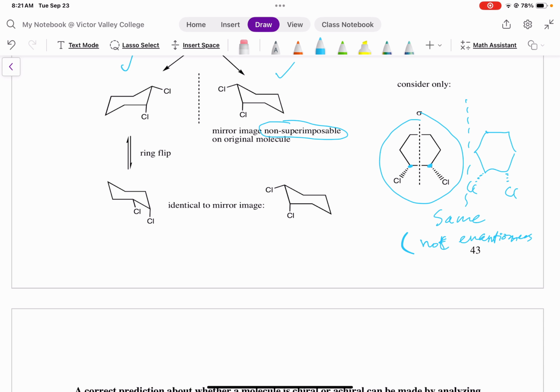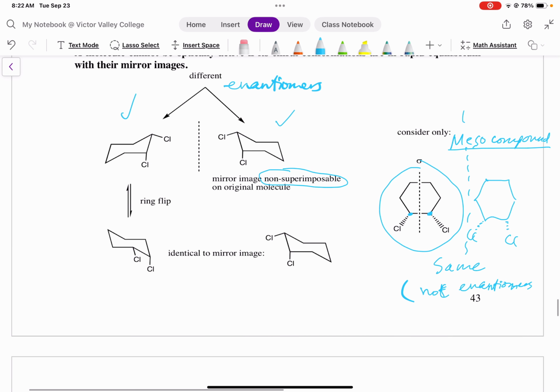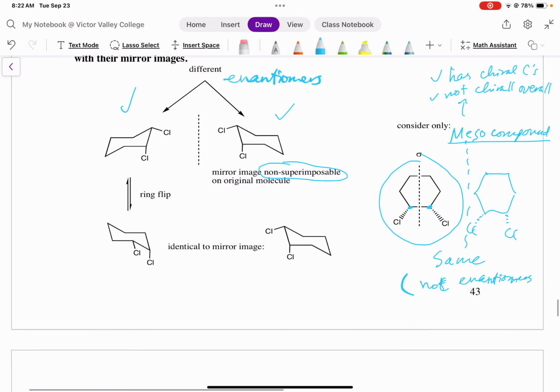We call this a meso molecule or compound. So a meso compound is a compound with chiral carbons, but overall not chiral. So it has chiral carbons, usually an even number, but is not chiral overall. Okay, that's a meso compound. All right, so that's definitely good to take note of.